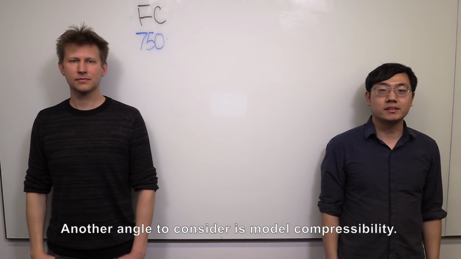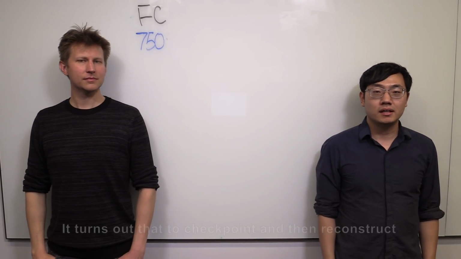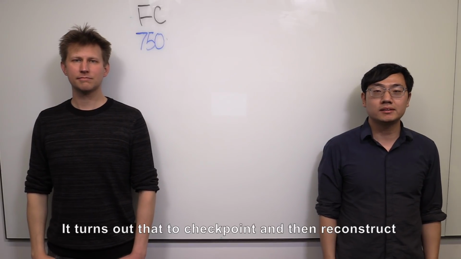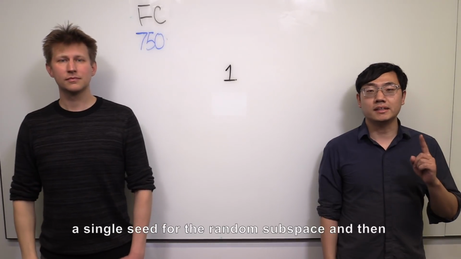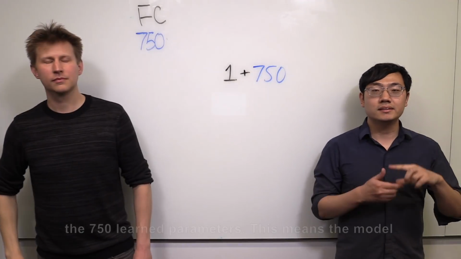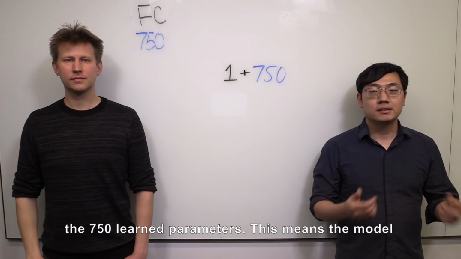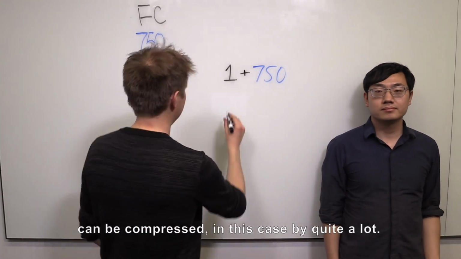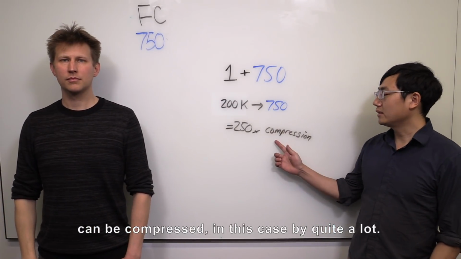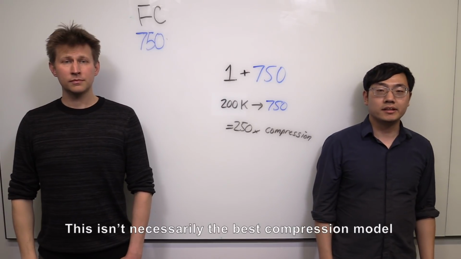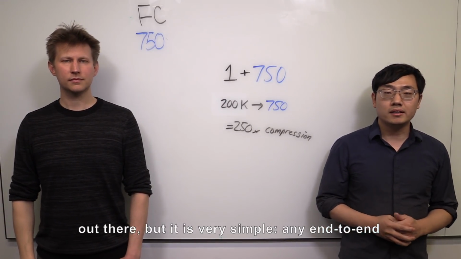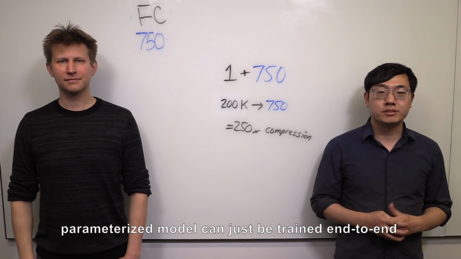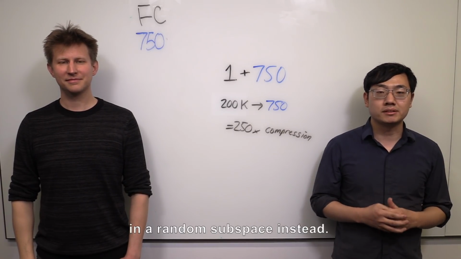Another angle to consider is model compressibility. It turns out, to checkpoint and then reconstruct one of these models, we only need to store a single seed for the random subspace, and then the 750 learned parameters. This means the model can be compressed, in this case, by quite a lot. This isn't necessarily the best compression method out there, but it is very simple. Any end-to-end parameterized model can just be trained end-to-end in a random subspace instead.